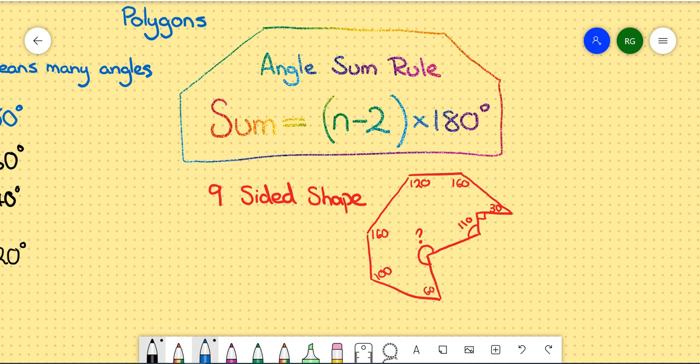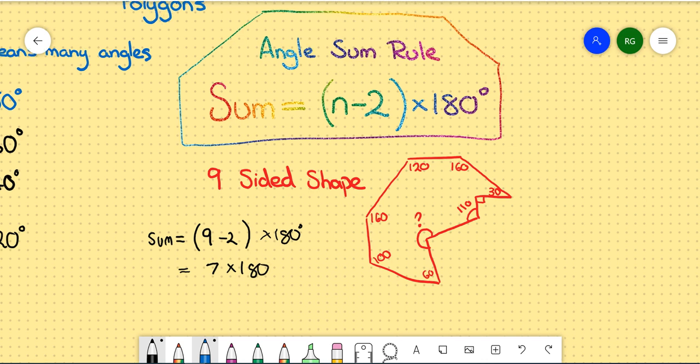Now, initially, we need to find out what all of these internal angles, when all added together, add up to. Well, it's a nine-sided shape, so we're going to use this formula. So, the sum of those angles is equal to n minus 2, where n is the number of sides. In this case, it's a nine-sided shape, and we multiply it by 180. So, 7 times 180.